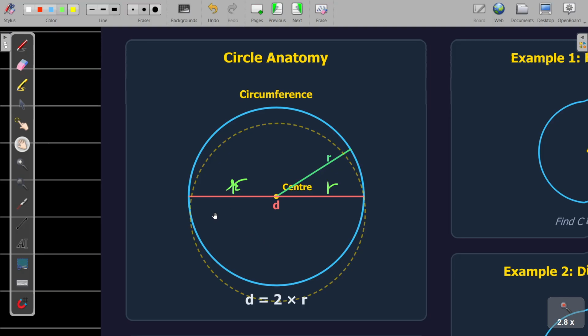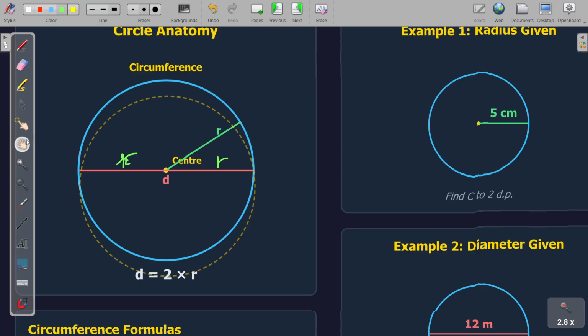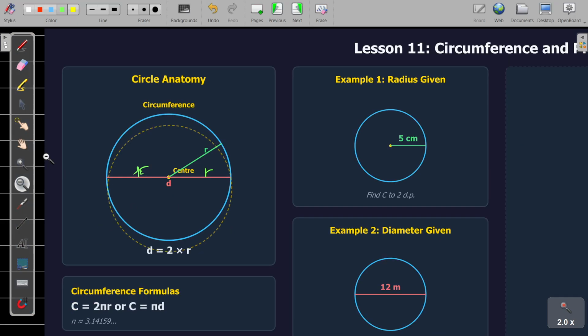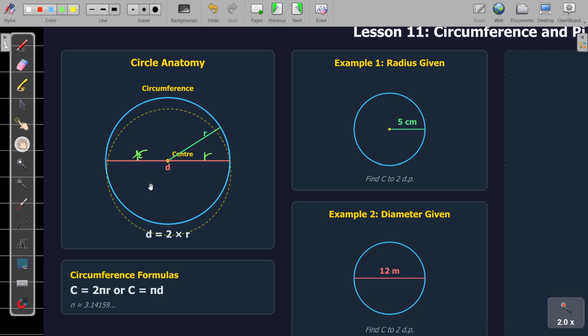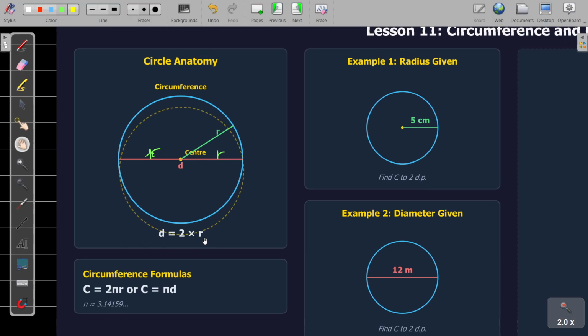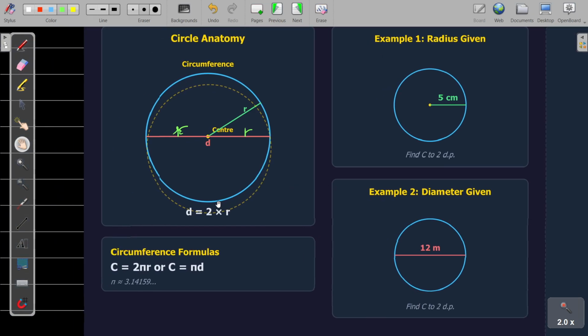Now, if you're an ant walking along the outside edge of this circle, you are walking what's called the perimeter. But for circles, we give it a special name. We're going to call it the circumference, as per the lesson as well. So how long is it?